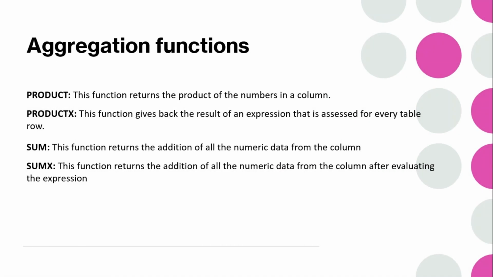Next is PRODUCT and PRODUCTX. The PRODUCT function calculates the multiplication of all the values within a column, while the PRODUCTX function performs multiplication across all the values in the column after applying operations on the column values. Whereas the SUM and SUMX functions work similarly to PRODUCT and PRODUCTX, with the key difference being that SUM involves the addition of every value in a column instead of multiplication.